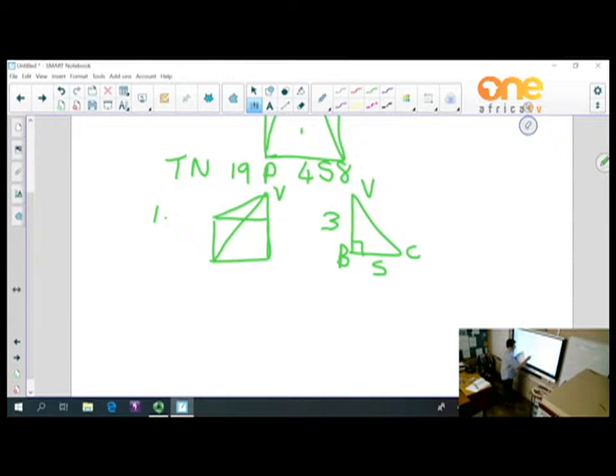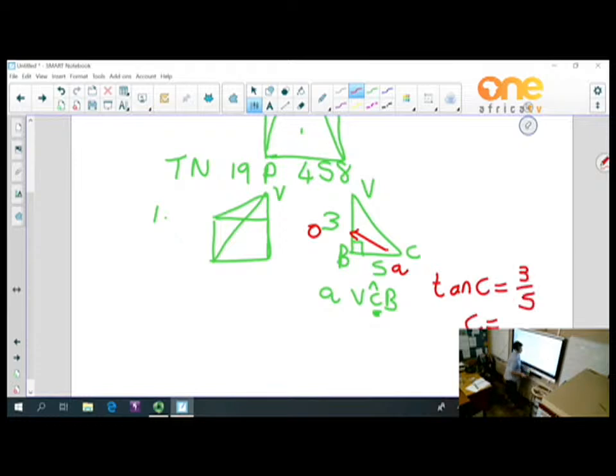Okay, now we have to calculate VCB. VCB means we want angle C. That's the one that you want to calculate. So which function? This is the opposite and the adjacent. So it's still that right-angle triangle. So tan C is then 3/5, second function tan, and the size of C is, I got 31 degrees.